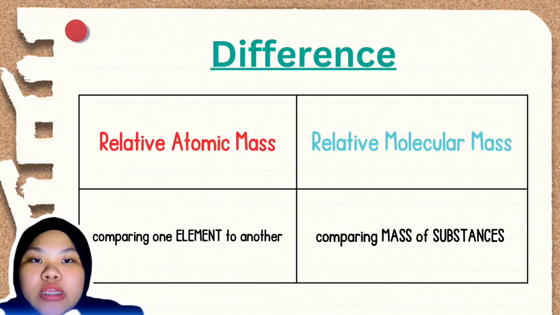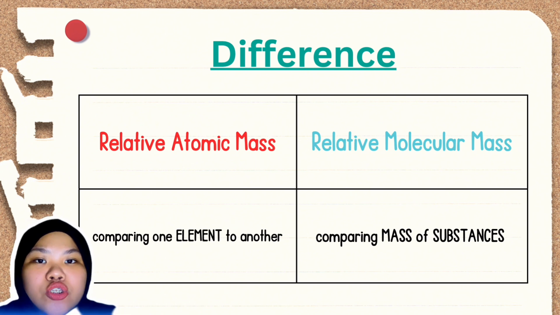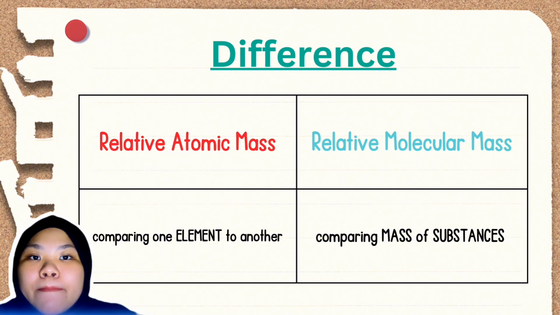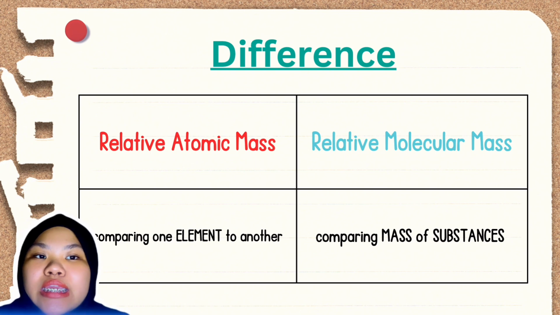The difference between relative atomic mass and relative molecular mass is that relative atomic mass is comparing one element to another, while relative molecular mass is comparing the mass of substances, and that is why we have to add the RAM of each element in the substances.